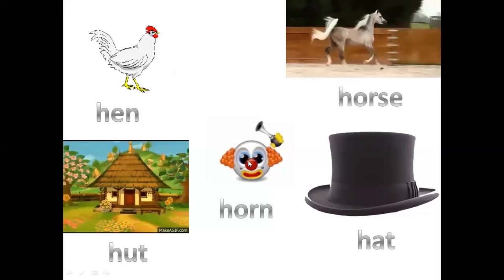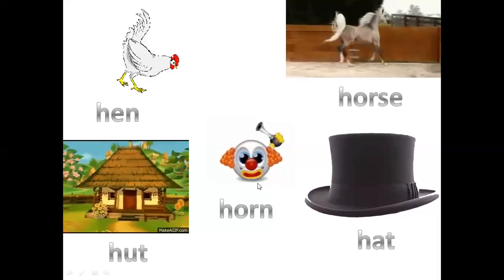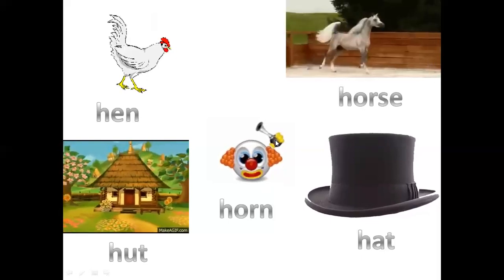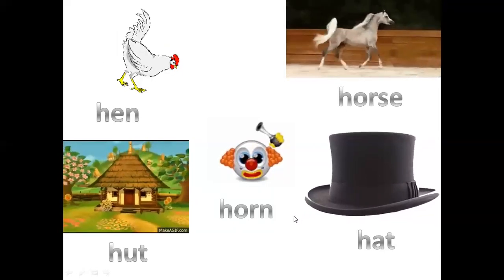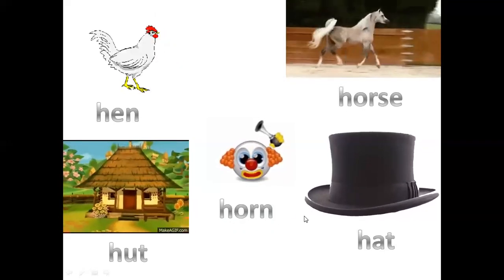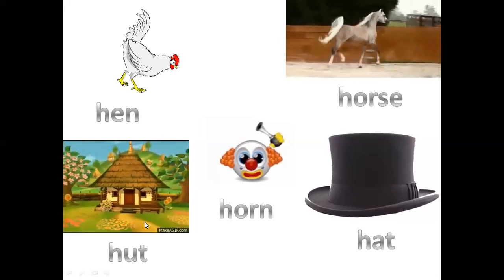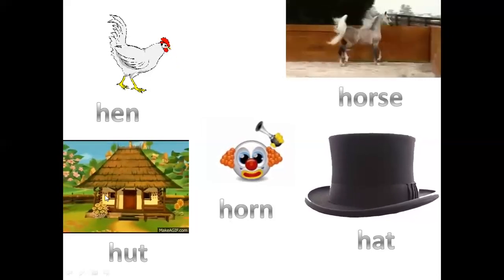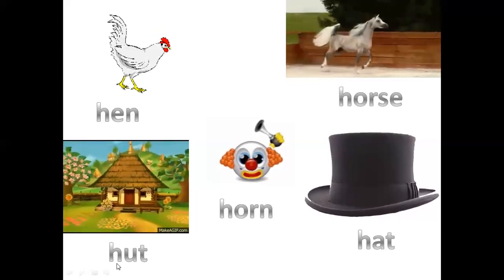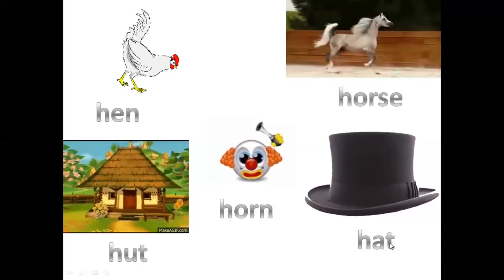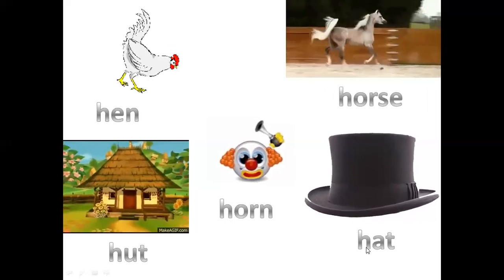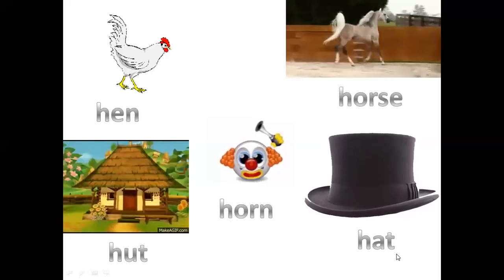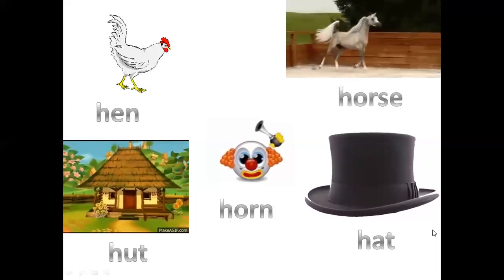And what do you see here? A joker or a clown, isn't it? And what is the joker holding here? A horn. H, horn. What is this? This is a hut. H, hut. And what is this? This is a hat. H, hat.